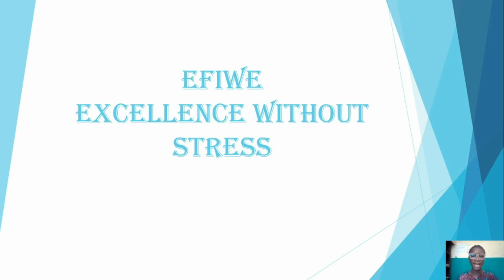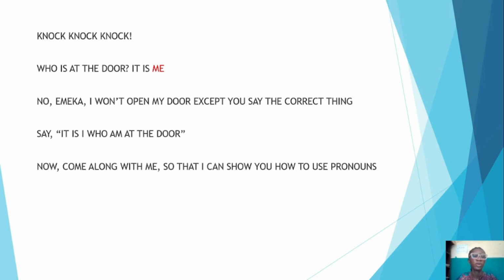Knock knock knock. Who is at the door? It is me. No, Emeka, I won't open my door except you say the correct thing. Now say, it is I who am at the door. I know that sounds funny, but that is the correct thing to say. So come along with me as I teach you on pronouns and how to use them properly.